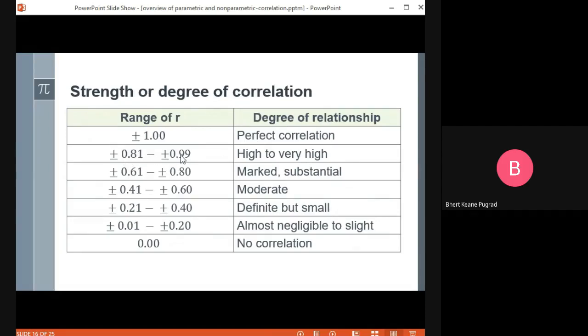If it's 0.81 to 0.99, high to very high; 0.61 to 0.80, marked substantial correlation; 0.41 to 0.60, moderate correlation; 0.21 to 0.40, definite but small correlation; 0.01 to 0.20, almost negligible to slight correlation; and 0.00, which means there is no correlation. So in the data printout in your SPSS, you're able to easily determine kapag merong relationship ng dalawang variables na yun because of the presence of an asterisk beside the computed value.